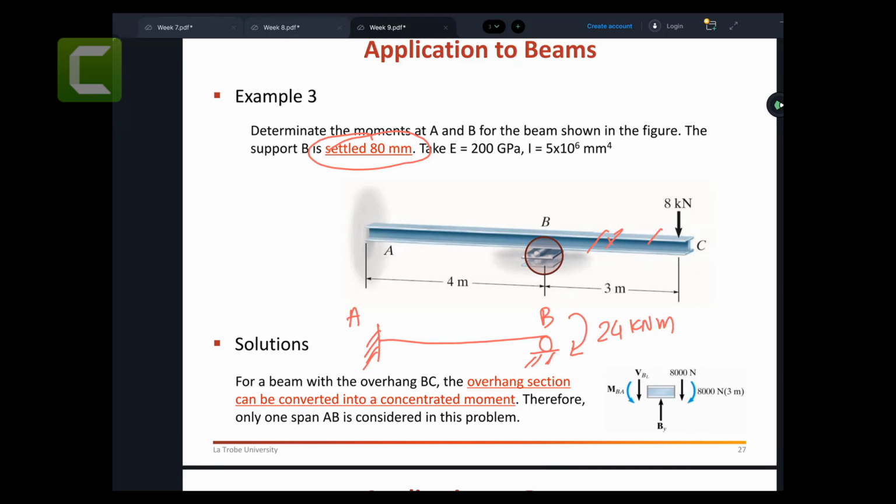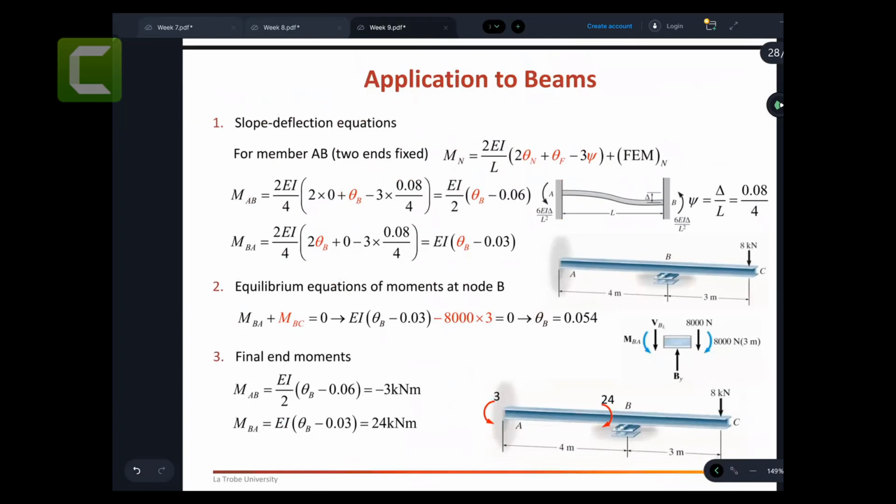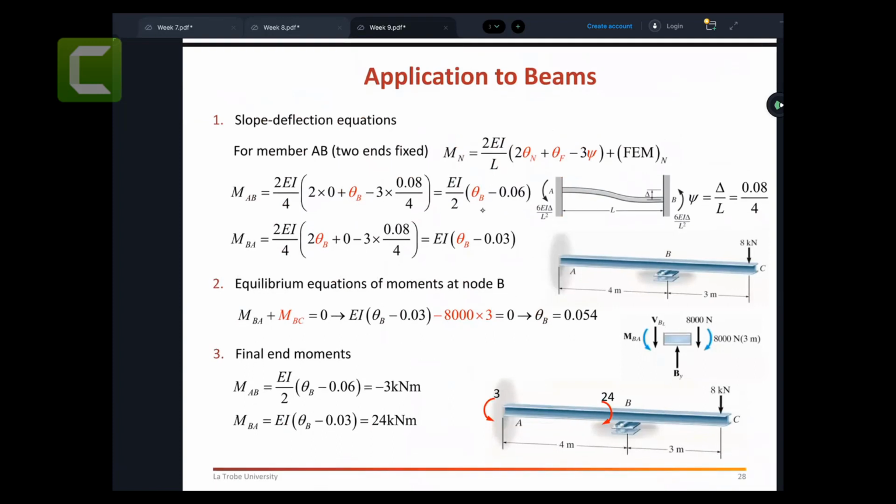But instead of BC, we put this, because you can see this creates the clockwise moment. So 24 kilonewton meters, I put it as a clockwise moment. And this is 4 meters. And this one is going to settle by 80 millimeters. So when you have a settlement, you need to put these 80 millimeters as 0.08 meters, because 80 over 1000 is 0.08 meters.